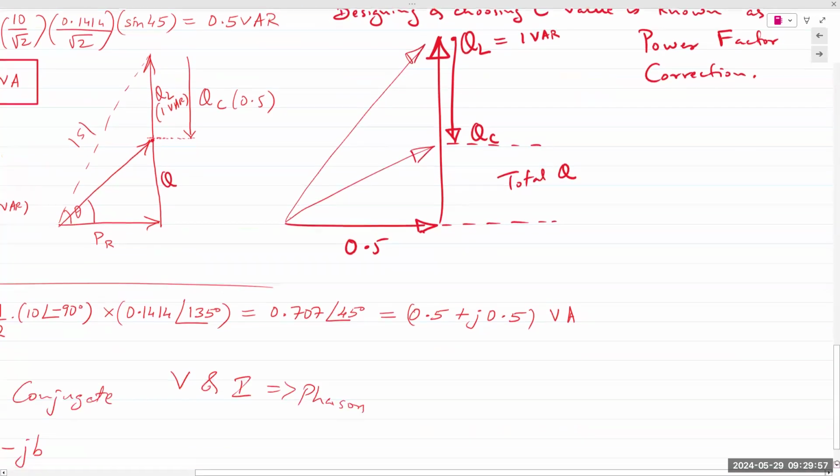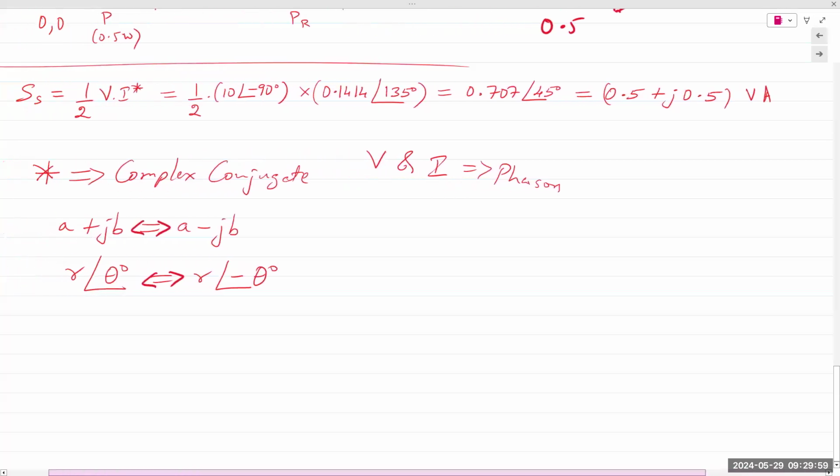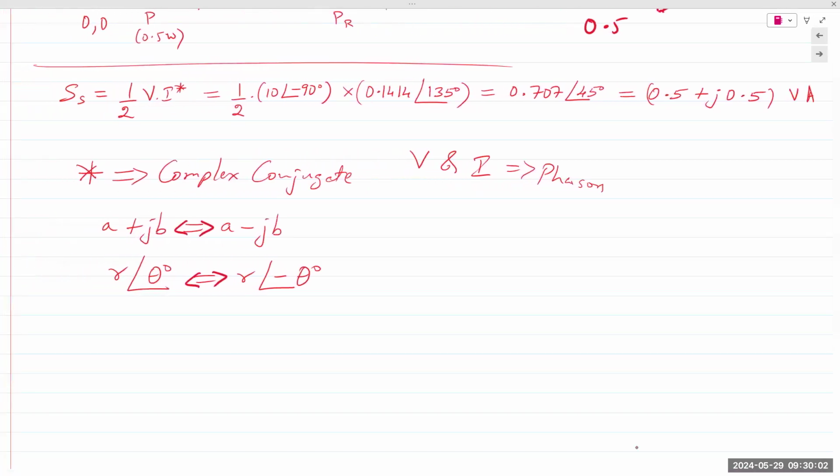Okay. A third approach is using the equation that I mentioned up front at the very top. S is half VI asterisk. You have the voltage for the source. You have the current for the source, find the power, you have the magnitude and the phase angle, and you convert it into rectangular coordinates, you get the exact same answer, 0.5 plus j 0.5. Okay. 3 different approaches to determining the same quantity.